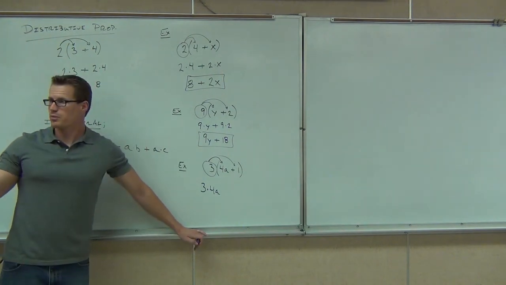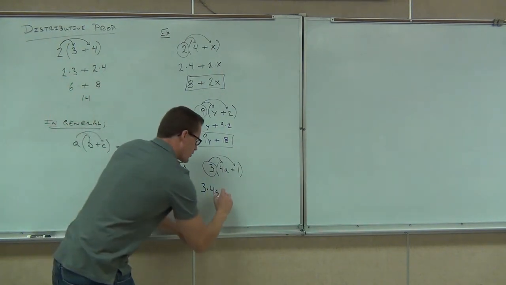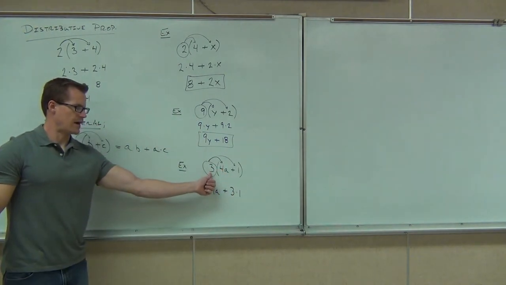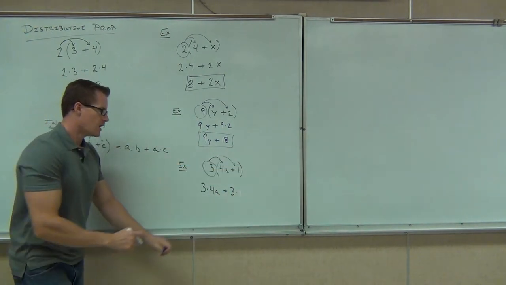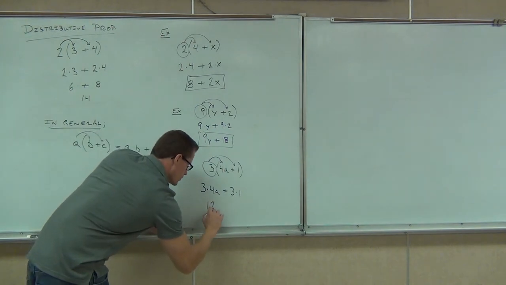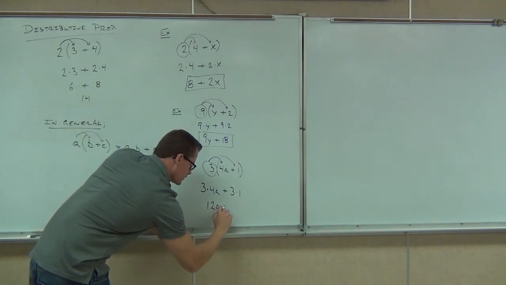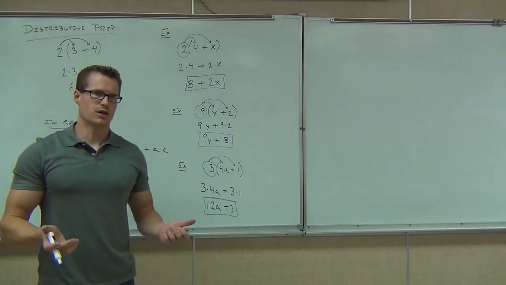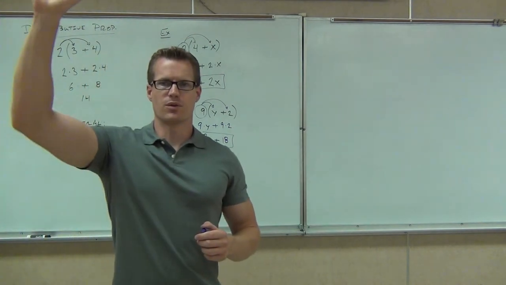Yes. Now that we know how to multiply those, that's not our problem. And then we'll have our plus sign, 3 times 1. We'll just take our factor out here times our term in there. And we'll get how much? 12a. And? 3. Good. They're not like terms. You can't combine them. You're done. Would you raise your hand and feel okay with what we're doing so far?